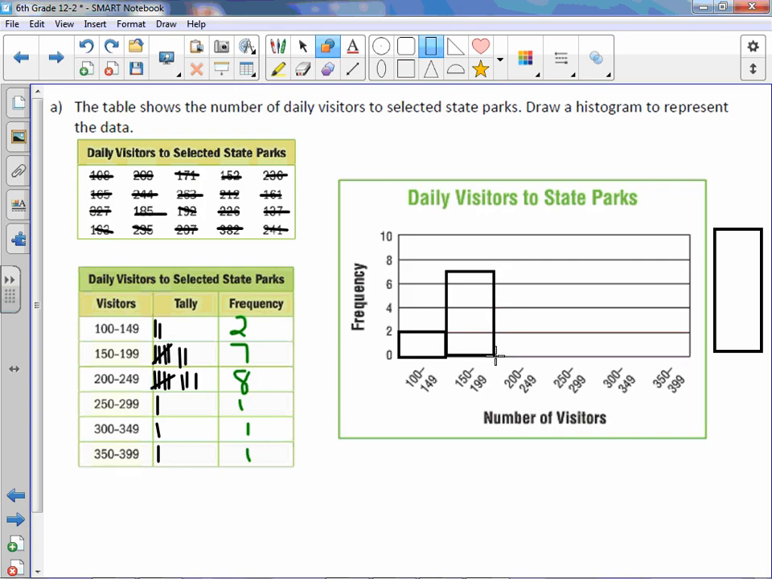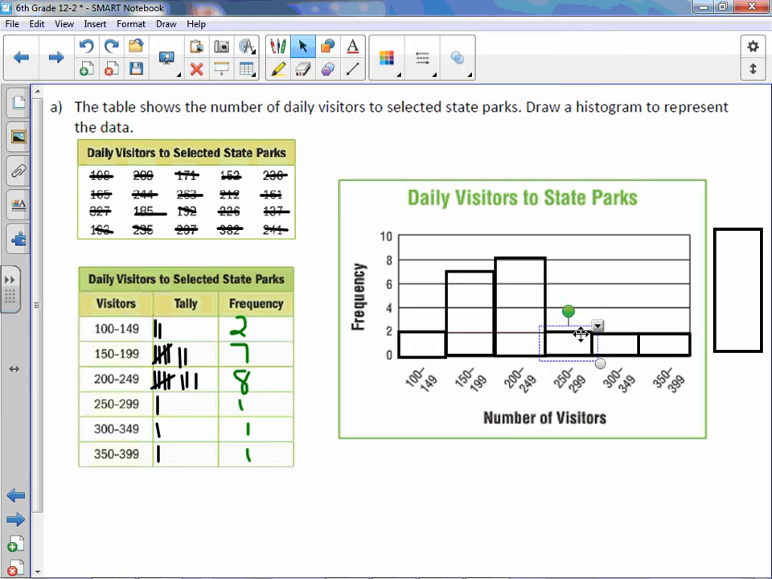Our next bar, which is also touching, goes up to 8. Make sure they're about the same width. And then I have 1, 1, 1. I'm going to redraw this one here. Okay, so here are our bars.